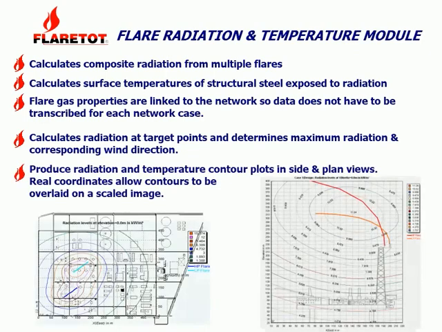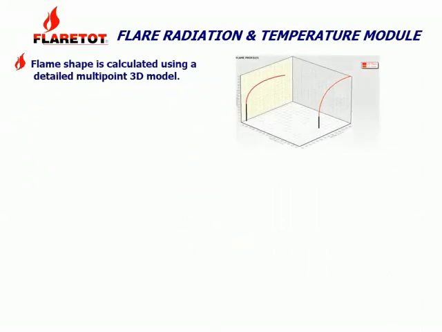You can produce contour plots of both radiation and surface temperatures in either plan or side views. All values are in real coordinates, and you can overlay the contour plots onto actual scaled images like equipment layout drawings. Radiation calculations use a detailed three-dimensional multi-point flame shape model.